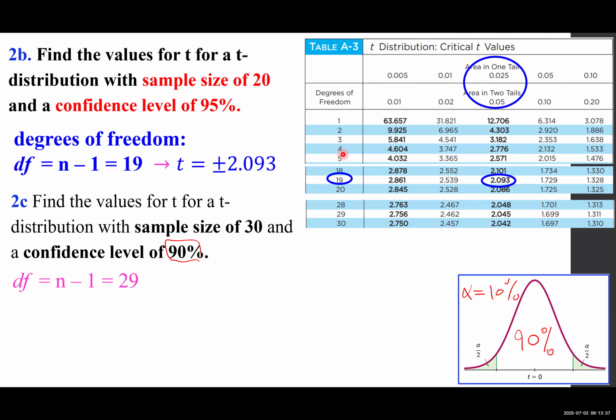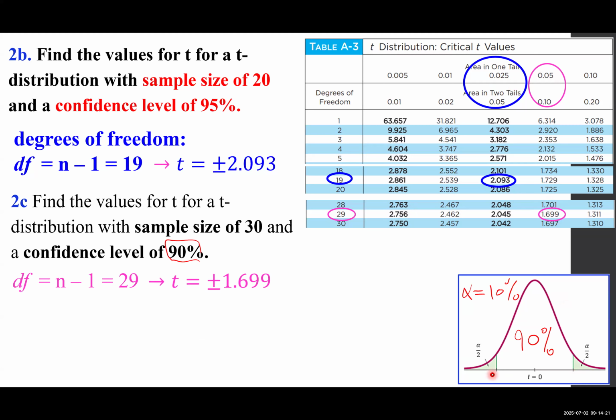So we go to the left column and look for this number 29. And then we go to the top row and look for alpha of 10%. That means area in two tails is 10%, 0.1 or 10%, and in one should be half of that. So we are looking for those. Now put these two together. Results in this number. So over here is positive 1.699, and over here is the same thing but negative. So t is plus minus 1.699.